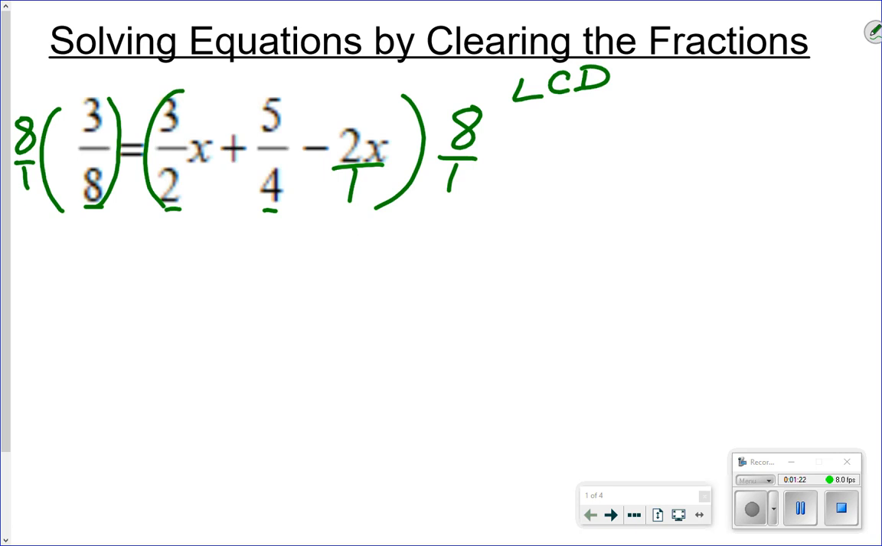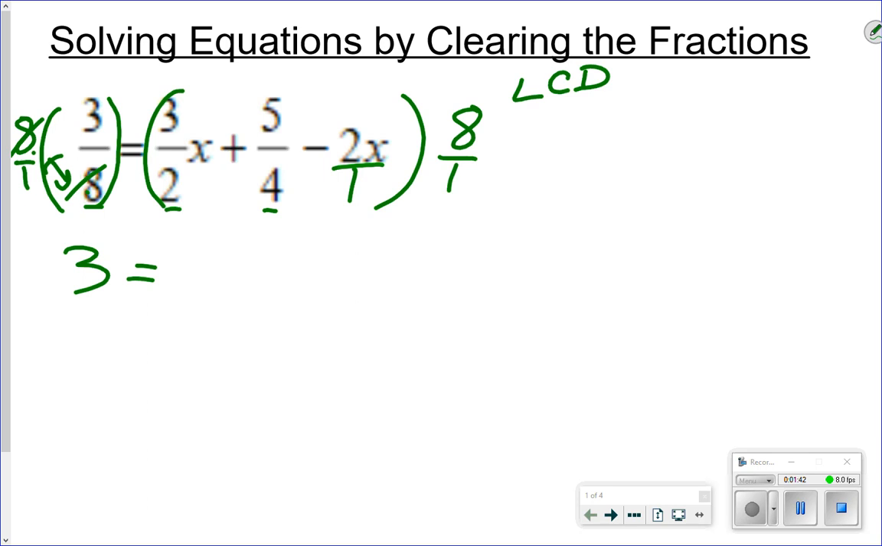Now, we're going to cross cancel when we do this. If you don't know how to cross cancel, you might want to go back and look at a video I posted on how to cross cancel when you're multiplying. Right here where we have an 8 here and an 8 here, they just cancel out. And your answer is 3 over 1. If we do this right, all of these fractions should turn out to whole numbers like that.